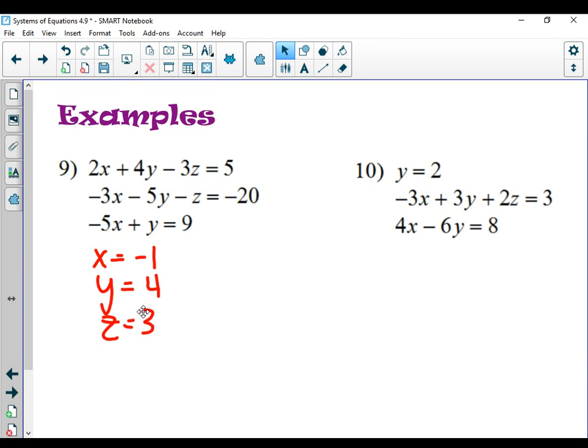The more you do of these, the better you'll get at it, because that's a lot of steps, especially in a calculator, okay? Go ahead and try number 10. Now, number 10 looks like a problem that I could easily just say, well, if y is 2, what's stopping me from plugging in 2 into this equation down here? Then I can solve for x. Then I have x and y. All I need is z, so I plug those in and solve for z. You could do that as well, okay? Yes.